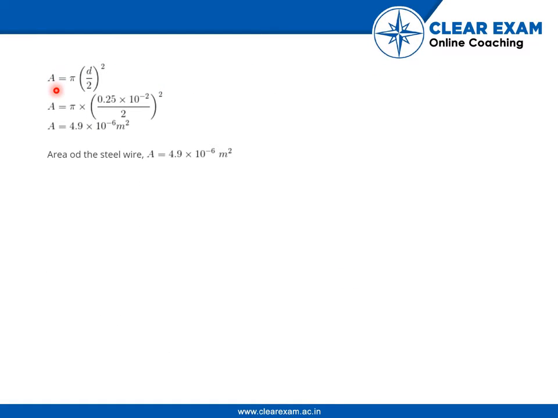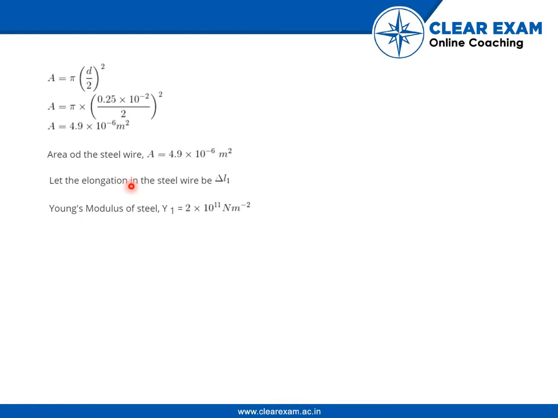Now the cross-sectional area is determined by pi into d by 2 whole squared. So if we put the value of d here, we can get the cross-sectional area to be 4.9 into 10 to the power minus 6 meter square. So area of the steel wire A is 4.9 into 10 to the power minus 6 meter square.